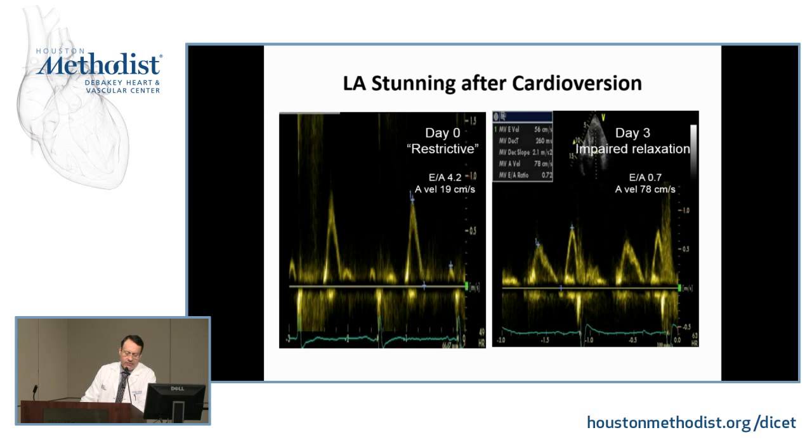Notice what happens after atrial function recovers 3 days later. The peak A velocity is now 78 centimeters per second, and as a velocity and as a contribution to LV filling is much higher than what it was before.